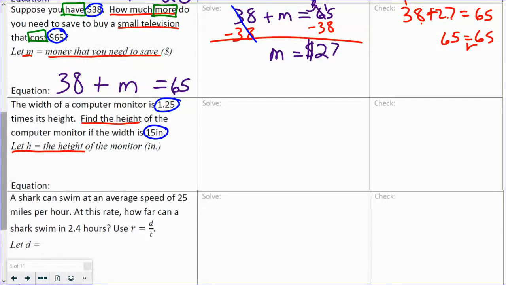All right, let's look at important information. The width of the computer is times. So that means we're multiplying. Okay, so we need to find the height if we know what the width is. Okay, so that's where we know that the word "is" is a really big keyword. So let's write our equation. We know we're doing multiplication of 1 and 25 hundredths times our height. This is 15 inches.